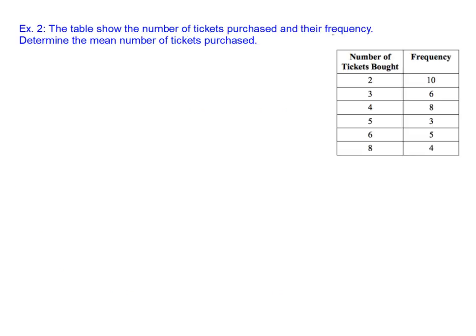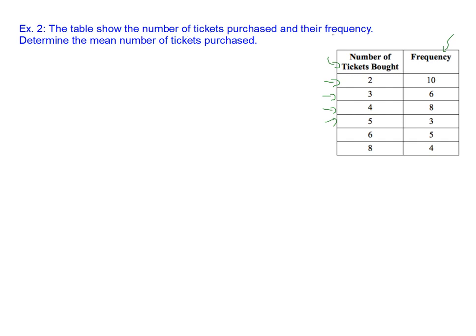Let's have a look now at a second example. This one's a little bit different, but the process is actually the same. So in this case, we have a table that shows the number of tickets purchased. So here are the number of tickets purchased right here, and how many people bought these tickets. So we could actually, if we wanted to, separate this data out. It's kind of grouped a little bit based on the number of tickets that people bought. We could separate it out and calculate the mean that way. It's time consuming and kind of often is not really necessary.